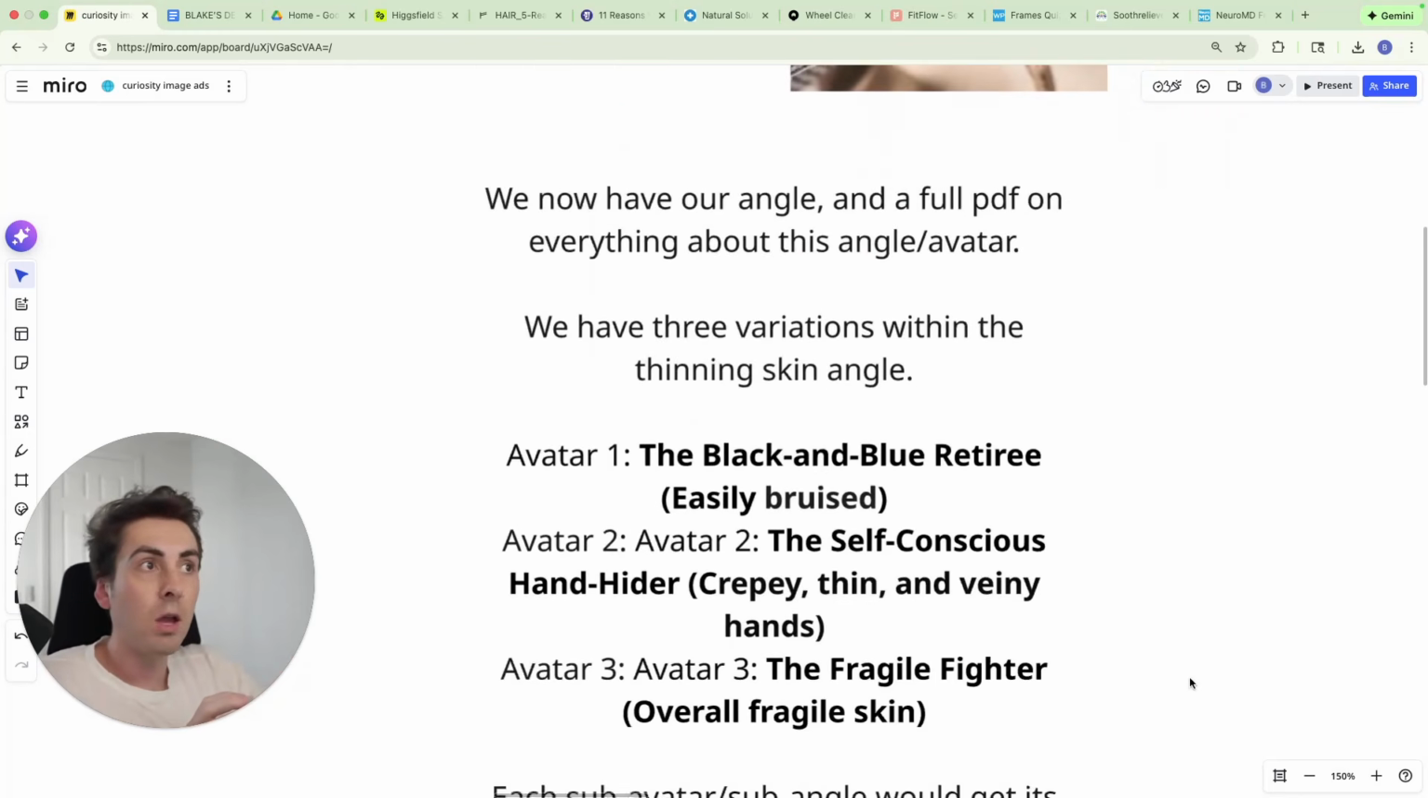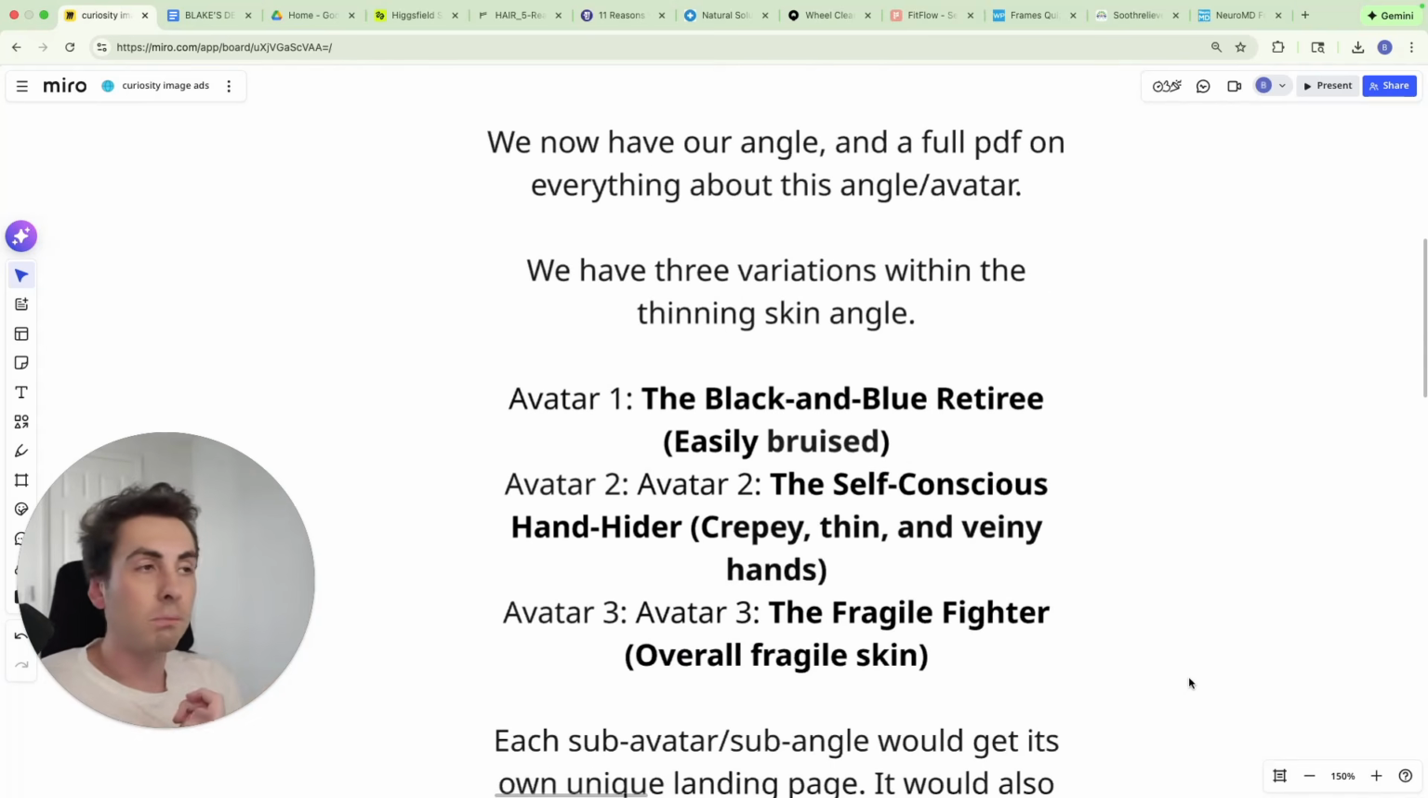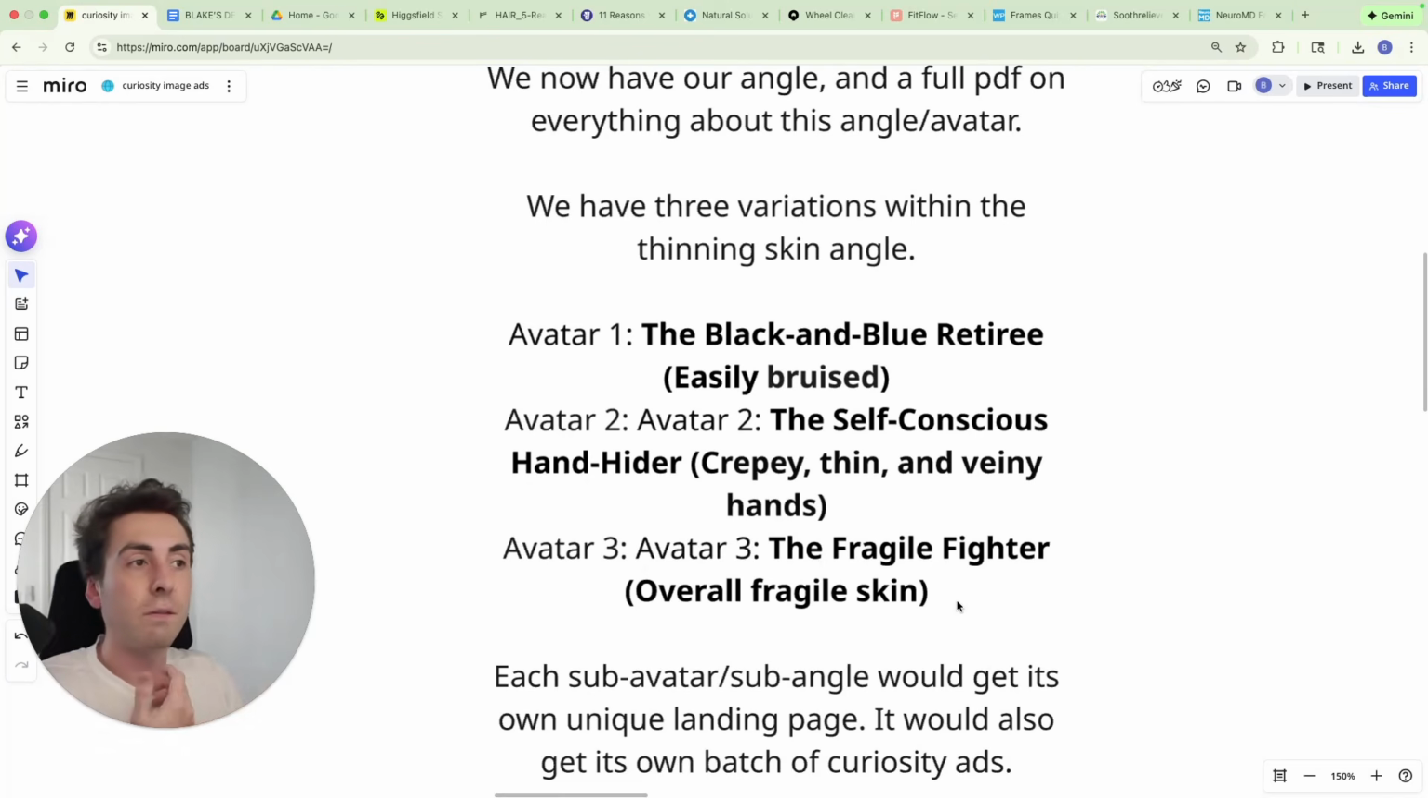And I can even break it up into 3 variations within thin skin, right? You have the black and blue retiree, meaning they're easily bruised. You have the self-conscious hand hider, people who have very expensive jewelry, etc., and the jewelry doesn't present well, the rings and this type of thing, because they're insecure about their skin on their hand and how it's veiny, and I think the word is crepey, right, and thin. So this is a big avatar. And then you also have the fragile fighter. This is people that, because their skin is so thin, get cuts on their hand. They get these types of things. Their skin is very fragile, and then things can come because of it, right?